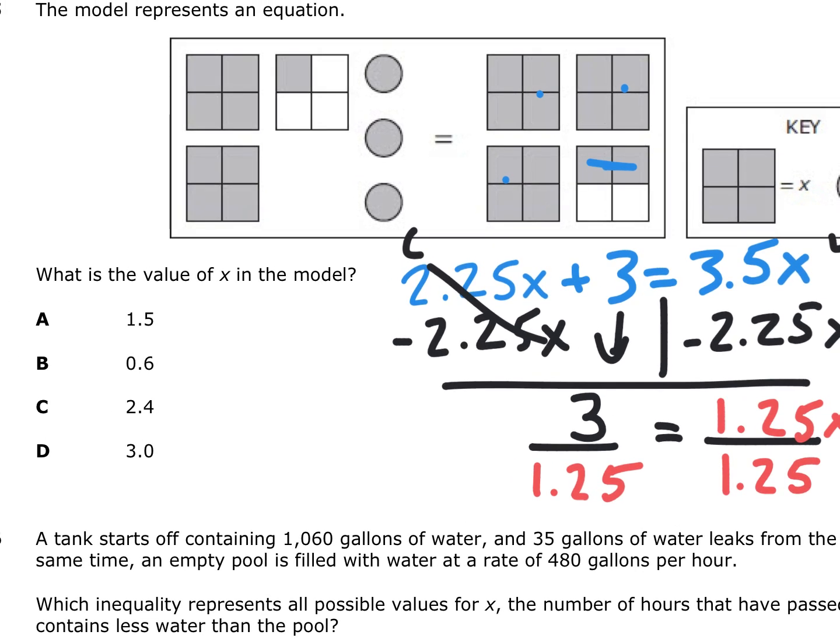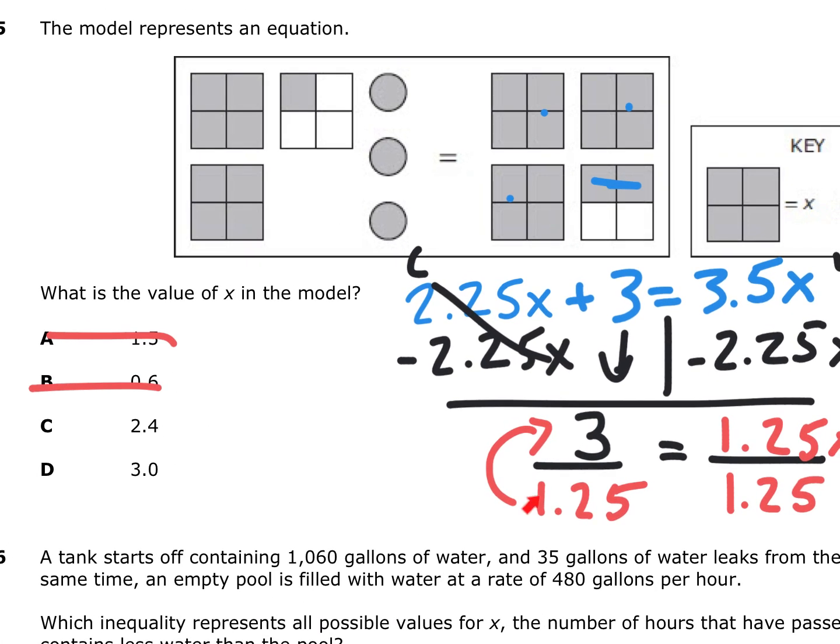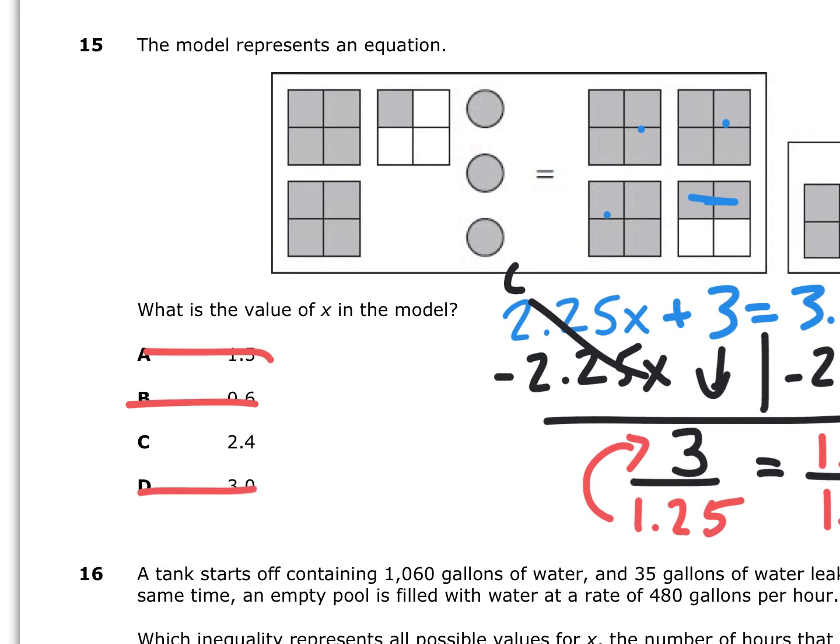Okay. Now, I don't know off the top of my head what 3 divided by 1.25 is. But I do know that 1.25 can go into 3 more than 2 times. So I know it's not A, and I know that it's not B. I also know that 3 times 1 is 3, and 3 times 25 cents is 75 cents. So I know that D's not right, because D would be 375 if I multiplied it by 3. So it leaves my only choice as C.